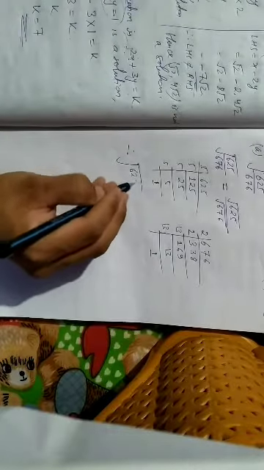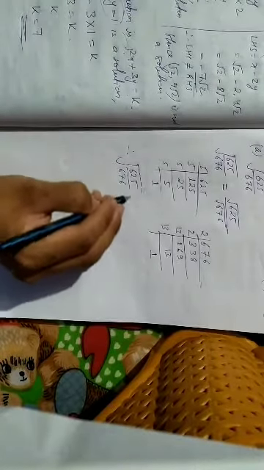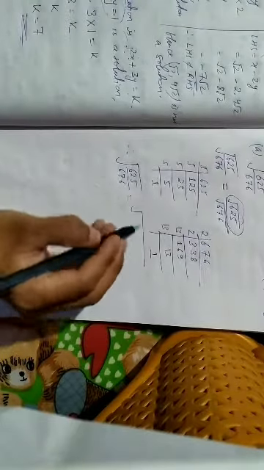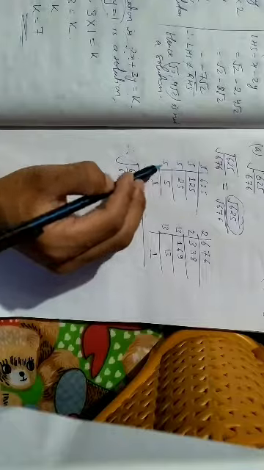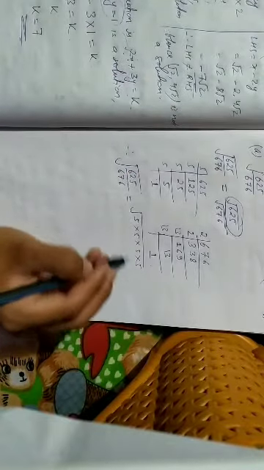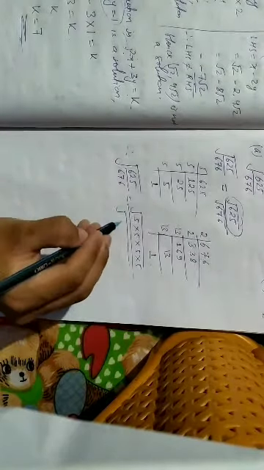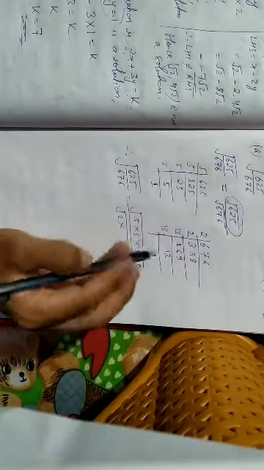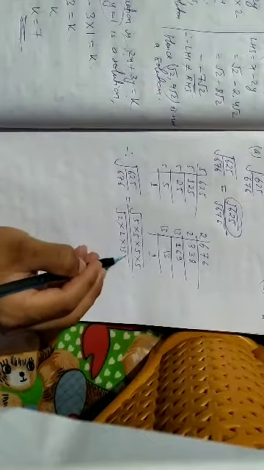under root of 625 by 676 will be equal to, for this one, under root of 625 means 5 into 5 into 5 into 5. I can write 625 as 5 into 5 into 5 into 5, right? Next one is under root of 676, which is 2 into 2 into 13 into 13.